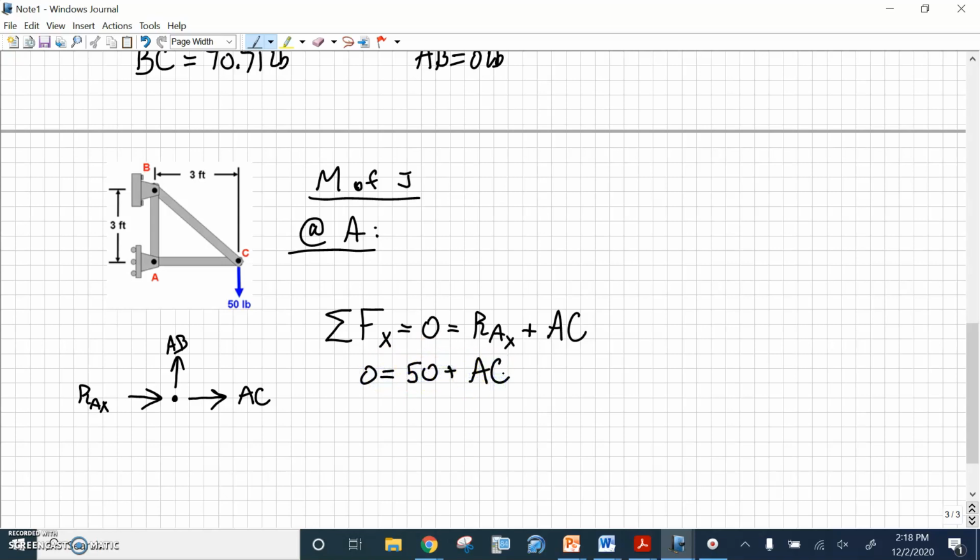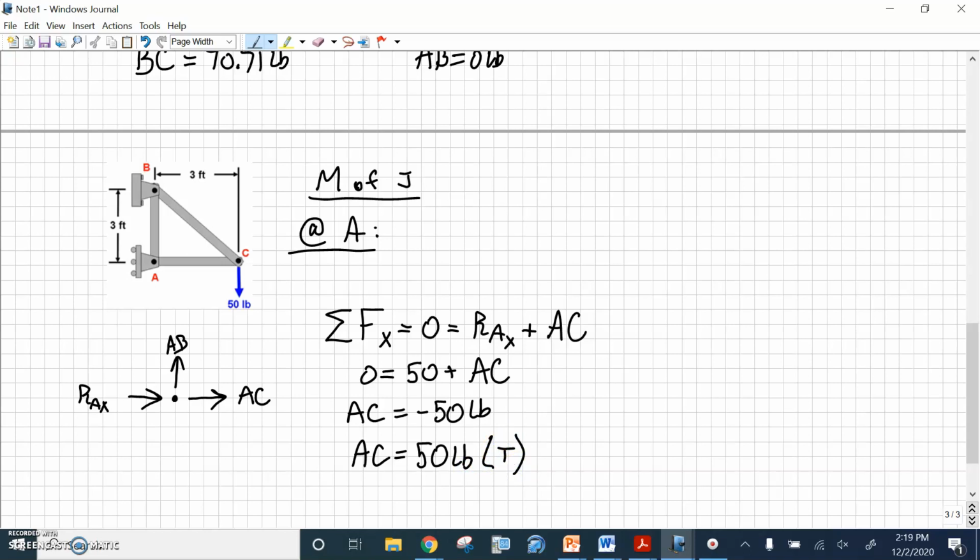Now what's nice is AC is AC. We don't have this angled force where we have AC in the X or AC in the Y. We have just AC. So when we move this over, we find that AC is equal to negative 50. Well, again, negative 50 doesn't mean anything to us directly. What it really means is that AC is a 50-pound force in tension.